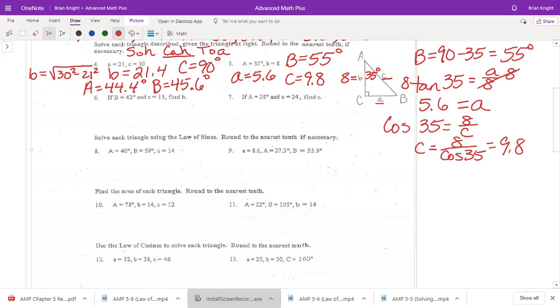6 and 7 are just like what we just did, except we don't have to solve the whole triangle. We just have to find one thing, which is good. Right? That makes it quicker. Can I erase what's up here? I just want to be able to label my triangle here. All right, B is 42 degrees, and C is 15, and we're looking for side B there.